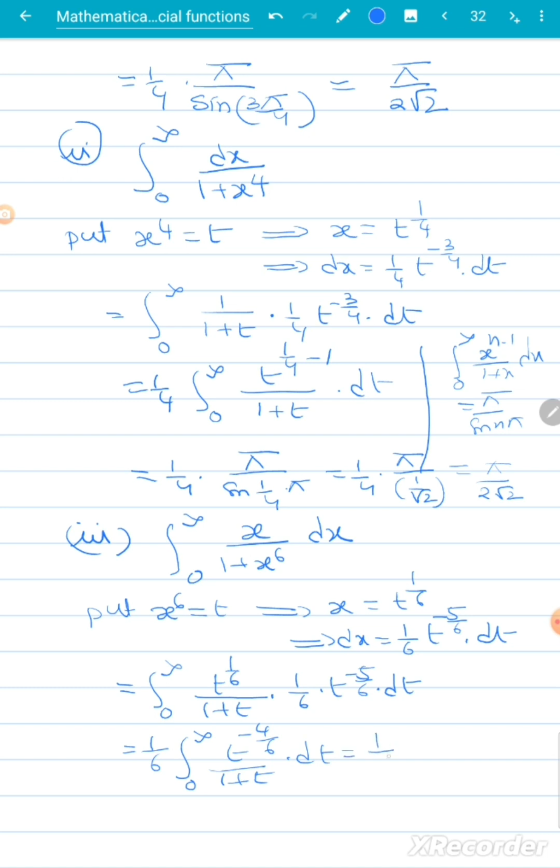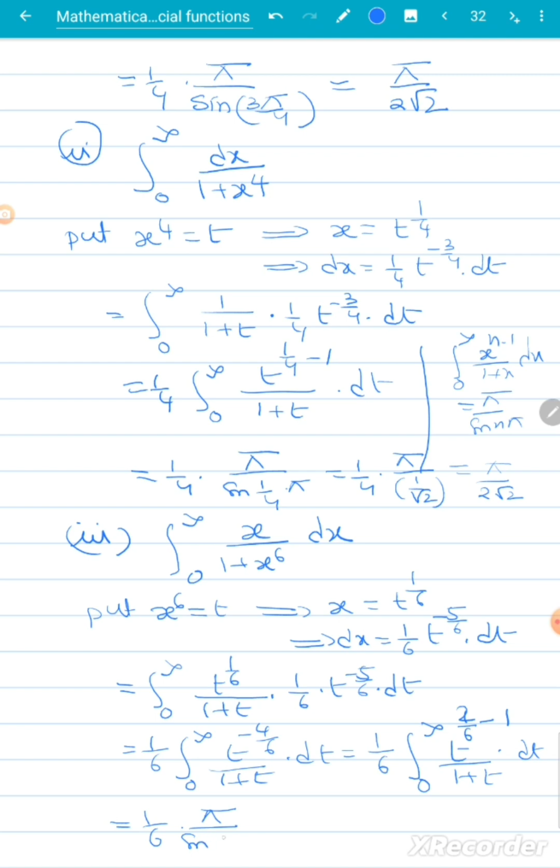This can be written as 1 by 6 into integration 0 to infinity of t to the power of 2 by 6 minus 1, into dt, by 1 plus t. So this is in the form of x to the power of n minus 1 by 1 plus x, which is equal to 1 by 6 into pi by sin n pi.